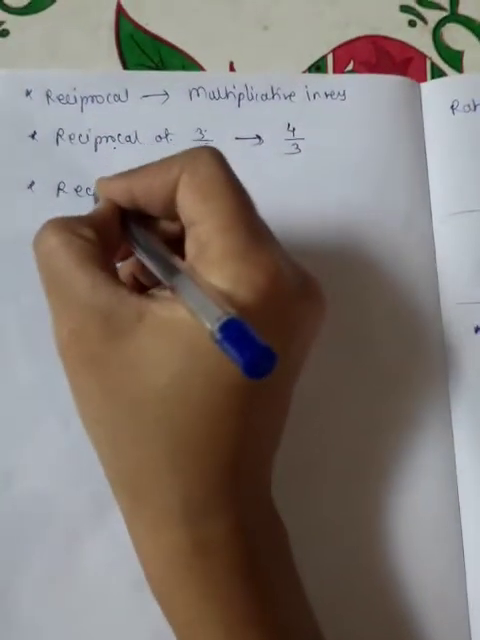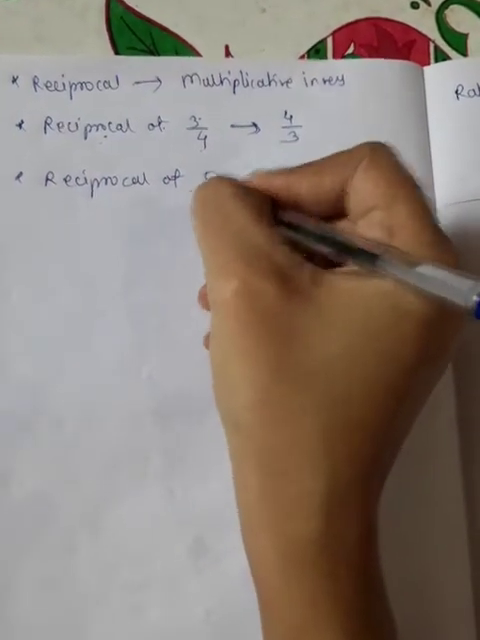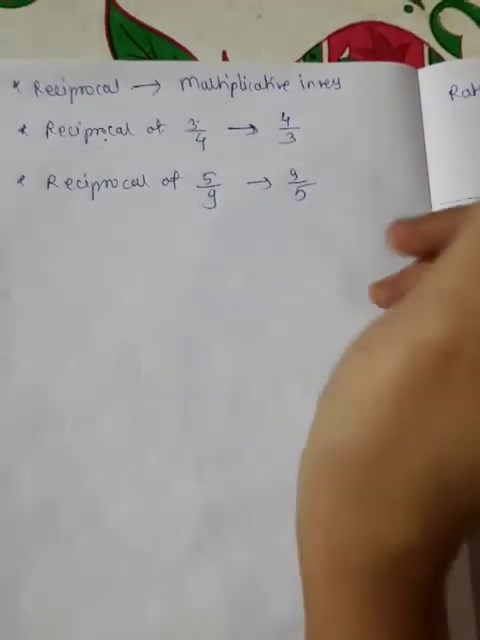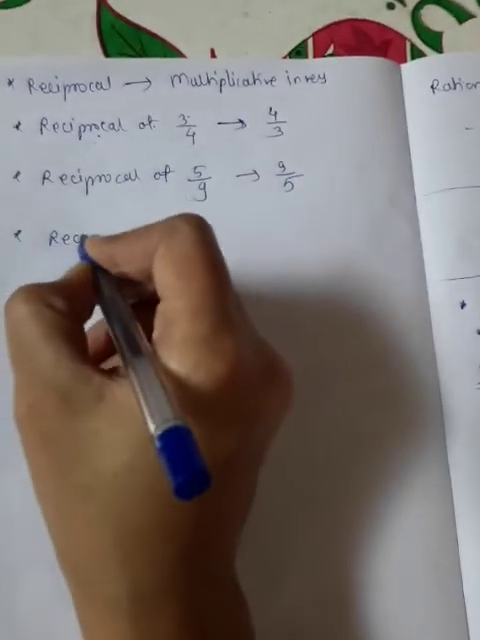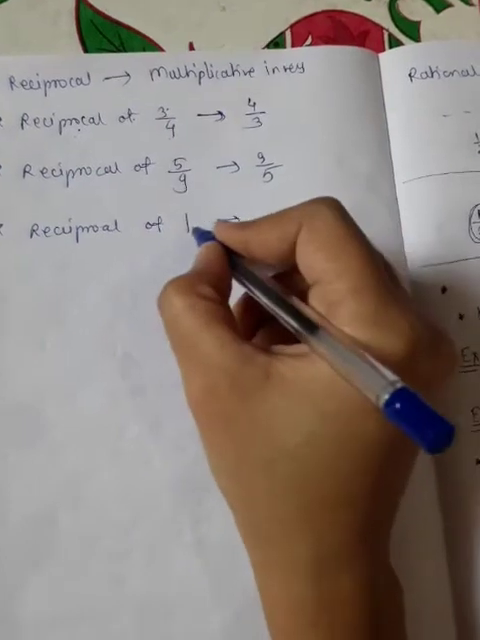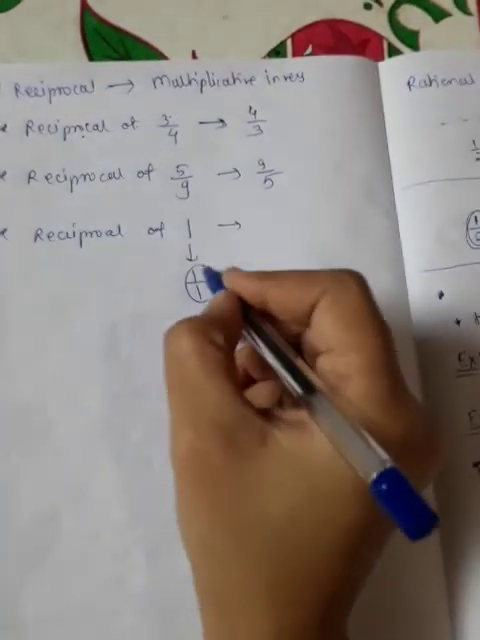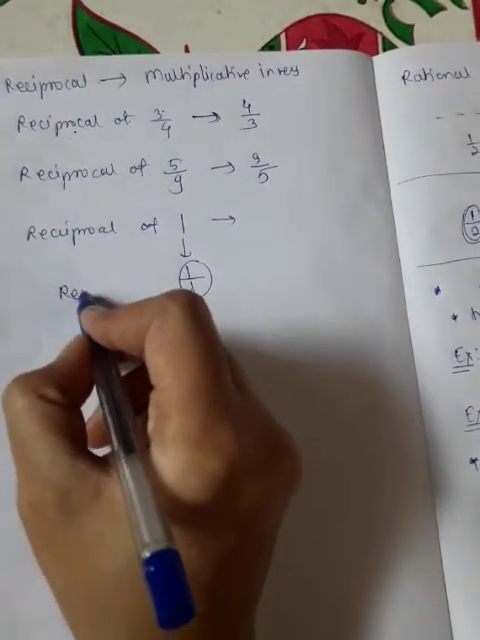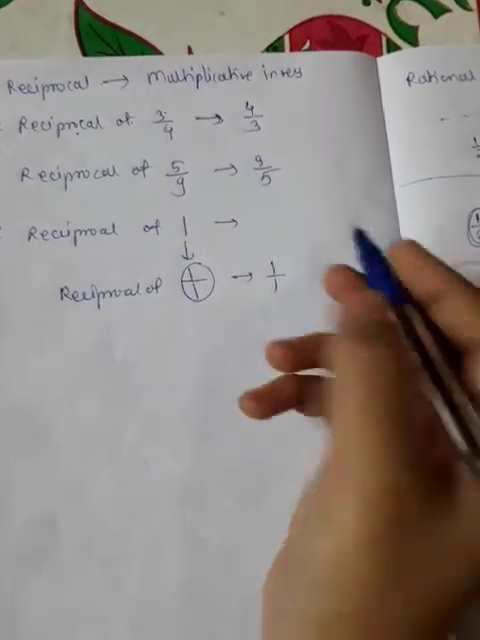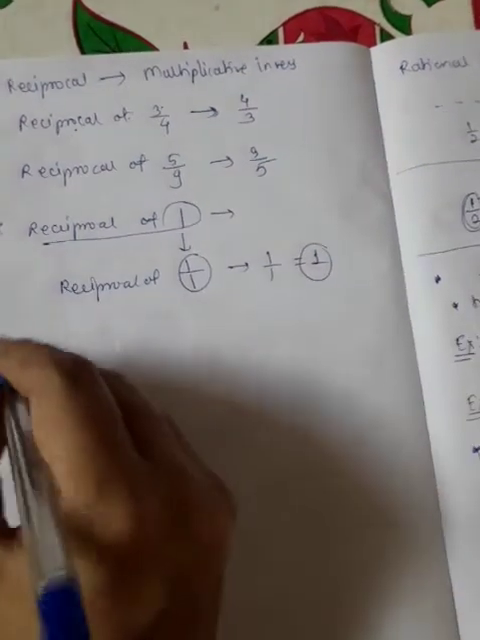So like this you can find the reciprocal of any fraction. What is the reciprocal of 5 by 9? To find the reciprocal, we interchange the numerator and denominator. So the reciprocal of 5 by 9 is 9 by 5. Before that, what is the reciprocal of 1? Before that we write 1 as 1 by 1, in fraction form. Now what is the reciprocal of 1 by 1? The reciprocal of 1 by 1 is also 1 by 1, and 1 by 1 is nothing but 1.